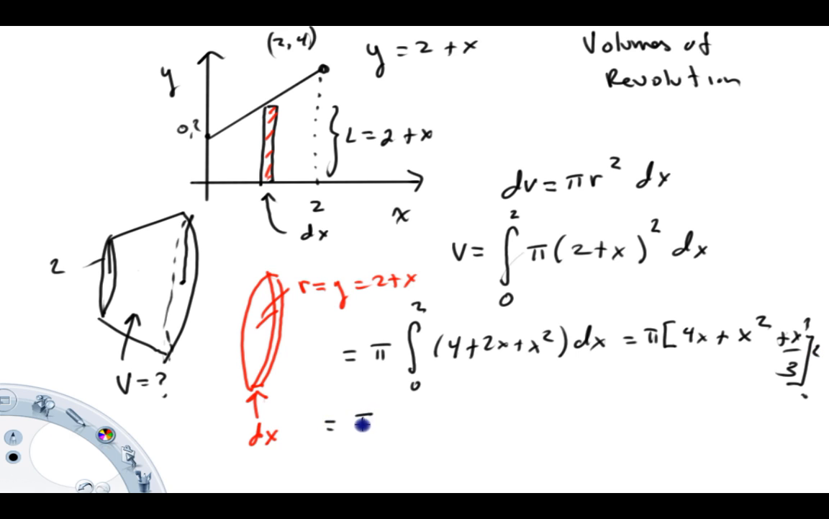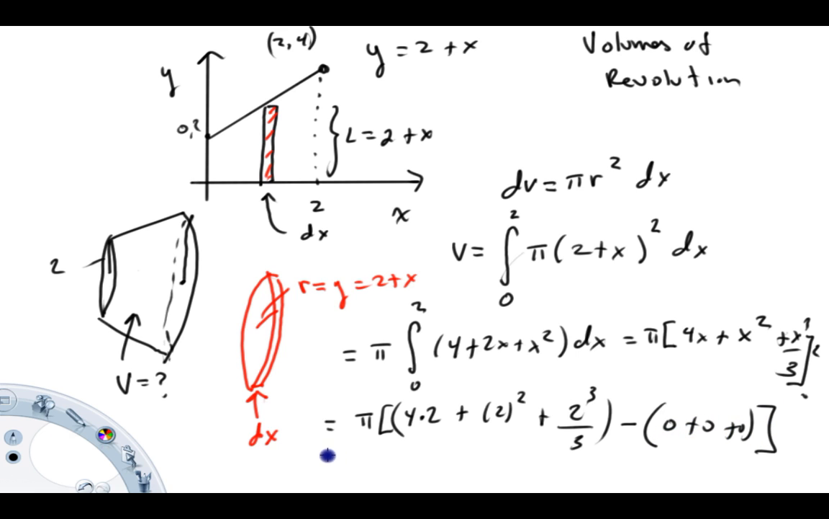That's going to equal pi times 4 times 2 plus 2 squared plus 2 cubed over 3 minus 0 plus 0 plus 0. Writing it all out. So what do we got? 8 and 4 is 12. And 8 thirds. So let me just give me a decimal for 12 plus 8 thirds times pi.